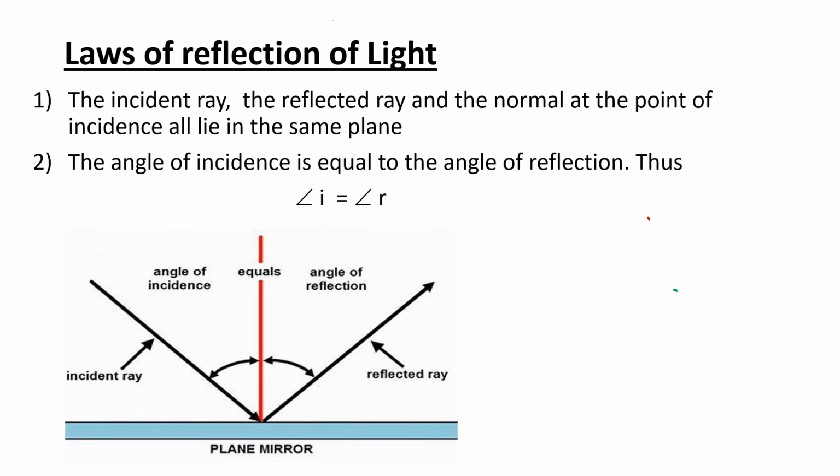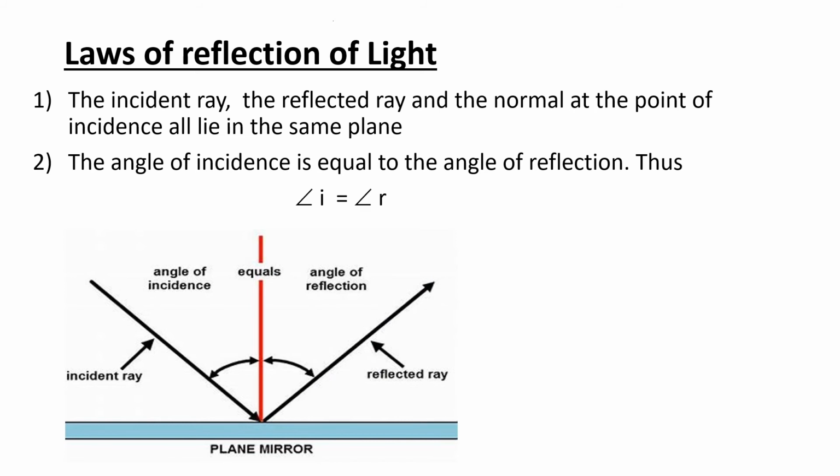You can see all this from this diagram. This is medium 1 and this is medium 2, which is a plane mirror. A light ray is falling from medium 1 to medium 2. This is the incident ray, and when it strikes the plane mirror, this is the point of incidence. It is reflecting back, and this is called the reflected ray.